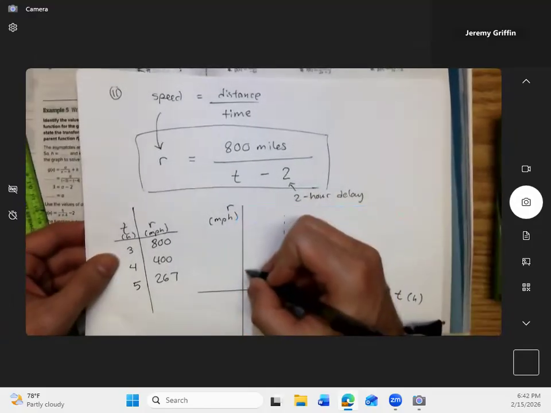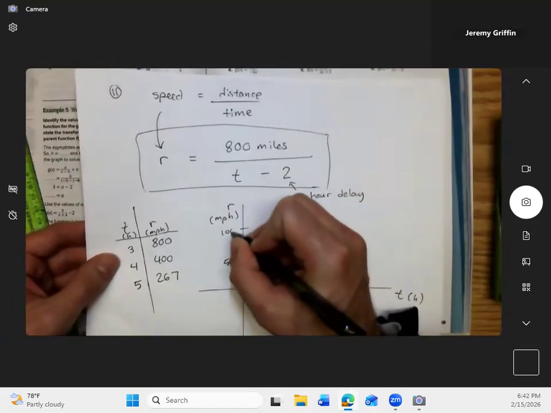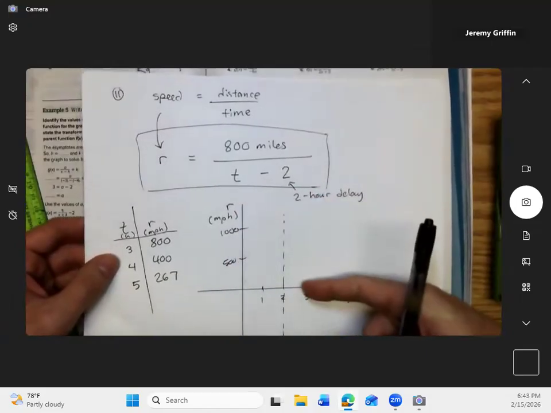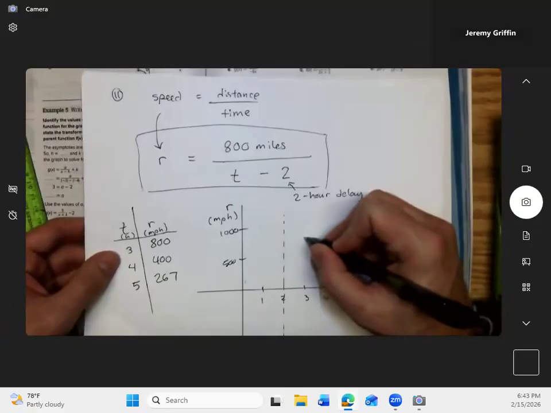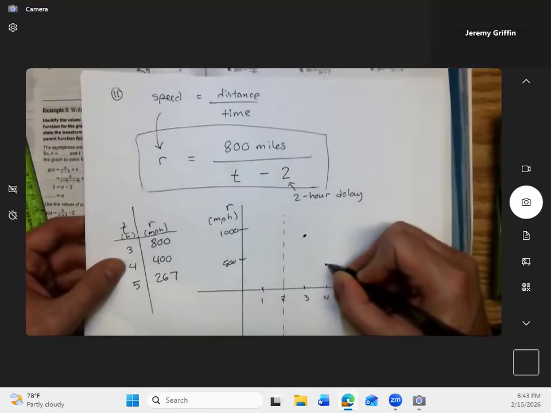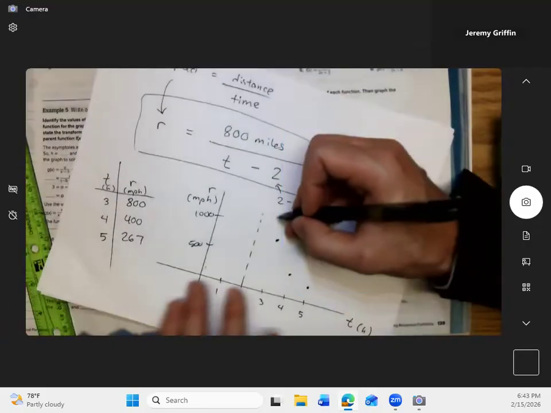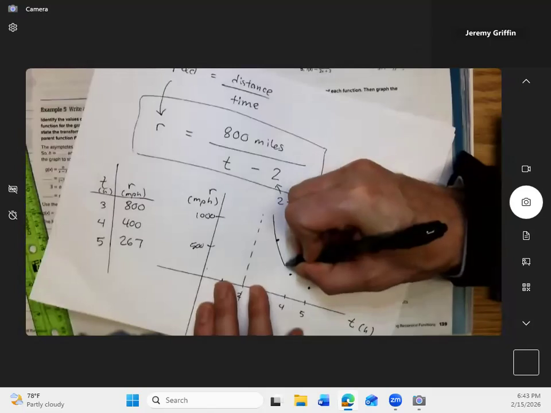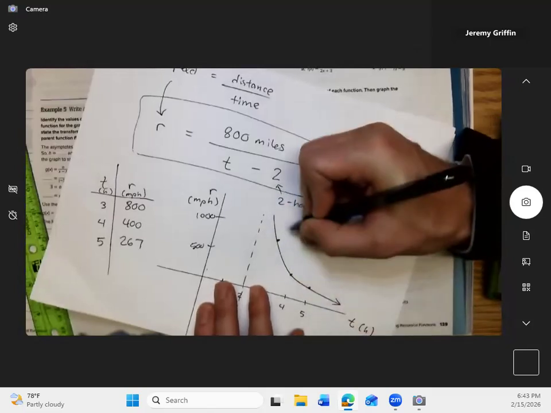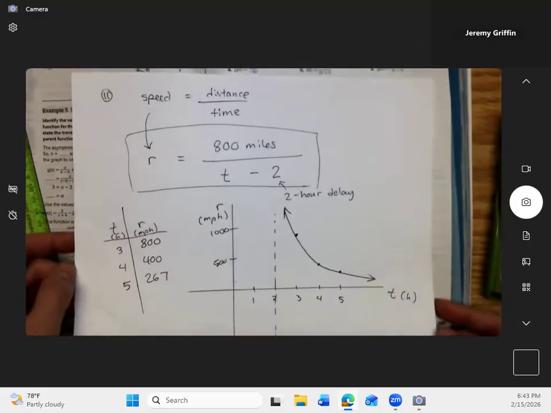Okay, so let's go 500, 1,000. At 3 hours, it'd be 800. That's right about here. 400, and 267, right about there. I'm getting a graph that looks like this. There we go. I think that's what they've been looking for.